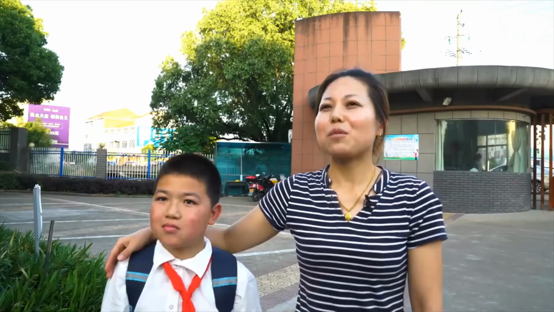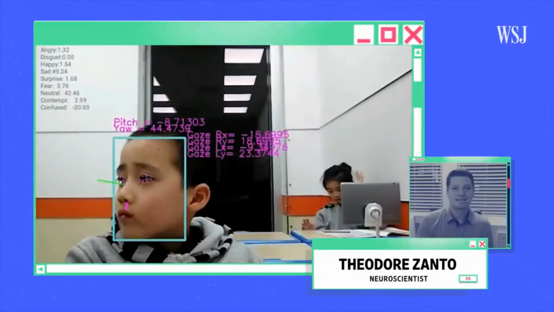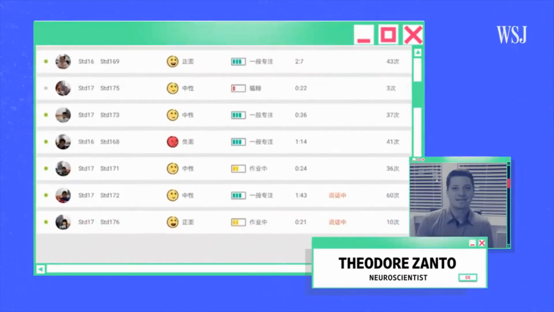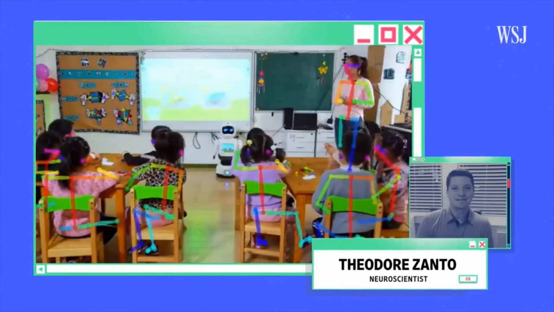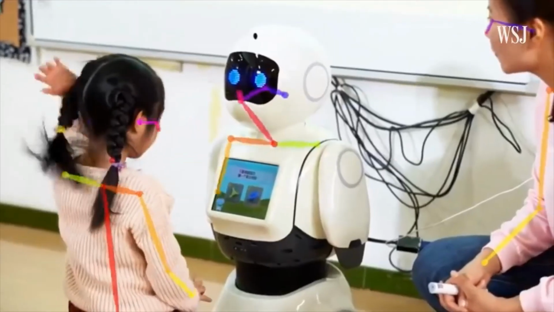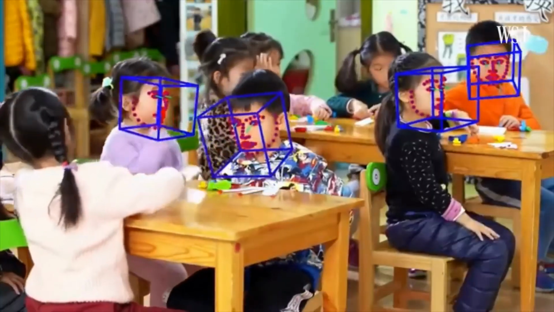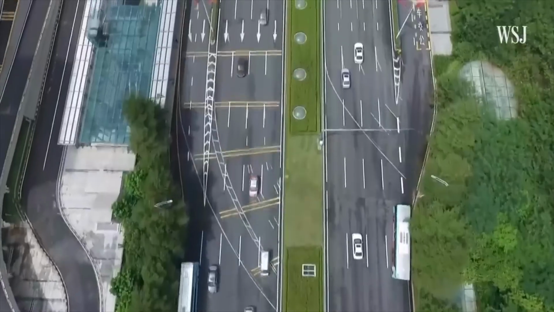We spoke to parents who were unclear about where the data ended up, and they didn't seem to care too much. Zanto says there's likely no privacy protection at all. In a classroom, if you're trying to make an assessment of an individual student, you really can't anonymize it.